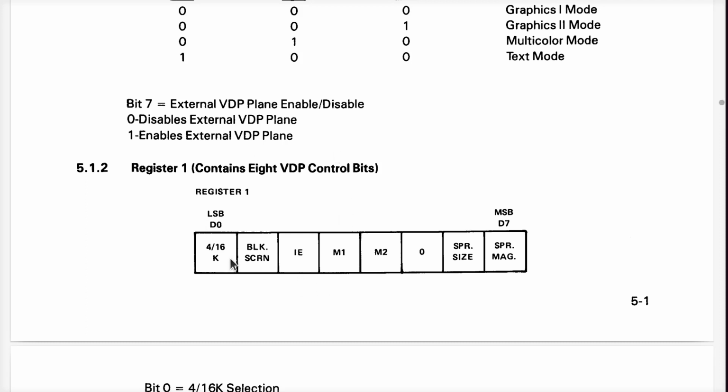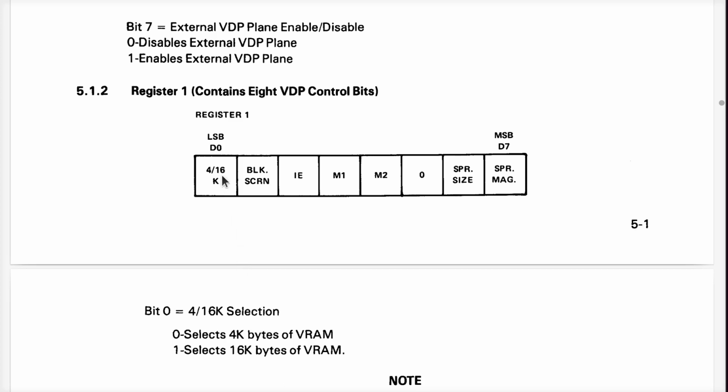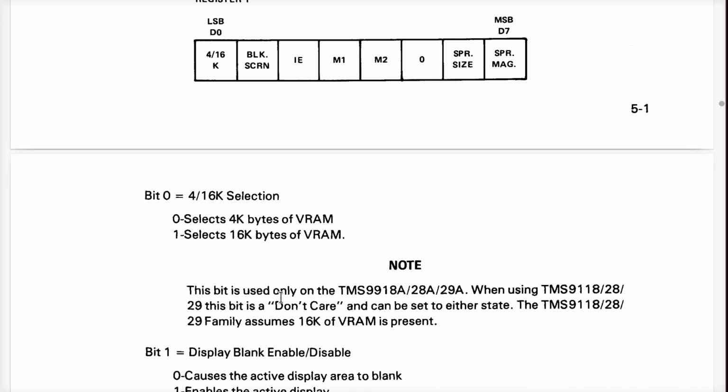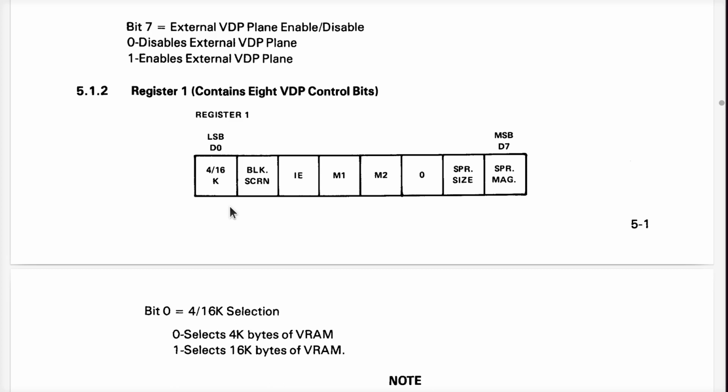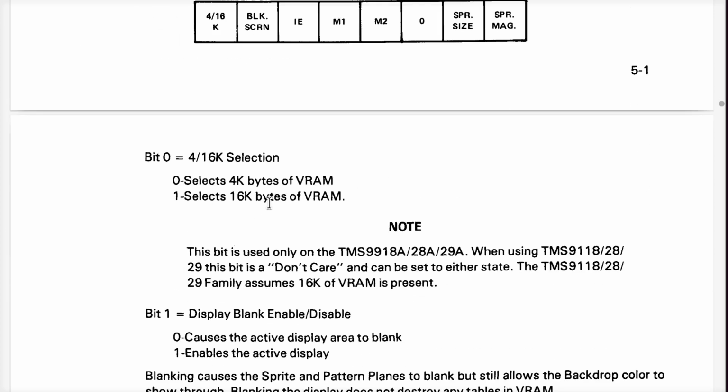We are using a 9118, so this is one of the things that differs with the newer chip. The newer chip only supports, as we saw before, 16K. So no matter what you put in here, it has to be 16K. But we should go ahead and put a 1 in there anyway, so that we'll be compatible with a 9918 if we want to run this on, say, for example, the Naboo. Blank screen: this is the thing we discovered before while doing some testing. We need to shut this off so that we can actually see the display.